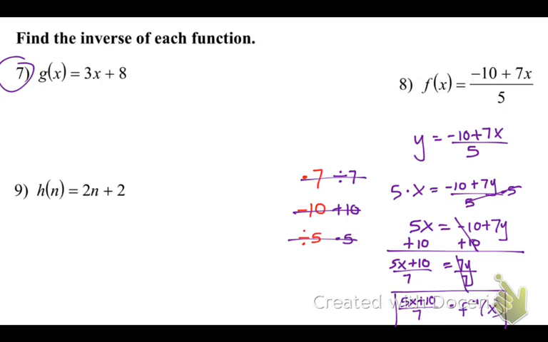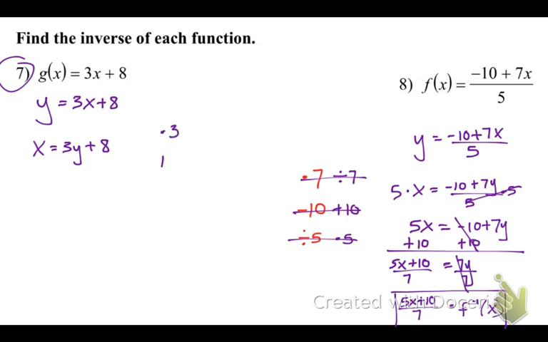All right, for number 7, step 1 is to replace the name of the function with y. So we have y equals 3x plus 8. Step 2 is to switch the x and the y. X equals 3y plus 8. Step 3 is to isolate y. So the first thing that's happening is that we're multiplying by 3, and then we're adding 8.